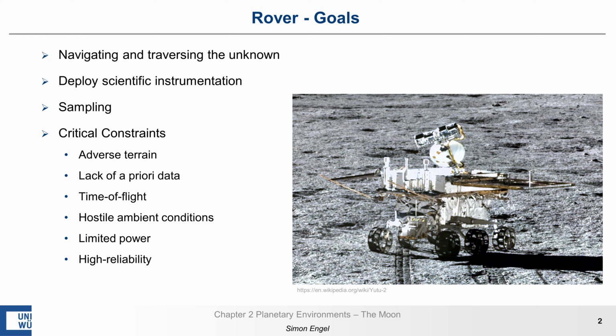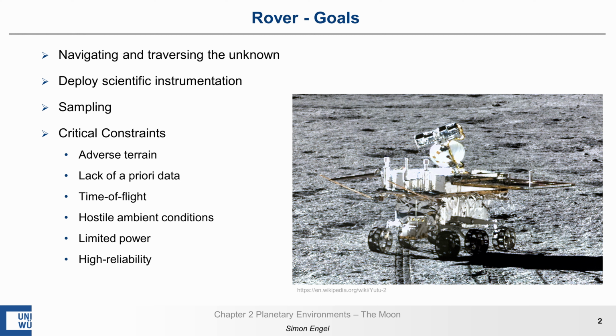And all that has to be done in really hostile ambient conditions like thermal extremes and dusty environments like you have on the Moon, for example. We do also have limited power availability and high reliability requirements, which limit the mechanical complexity, as we cannot send a mechanic to space if something breaks, so we have to make the parts as simple as possible.